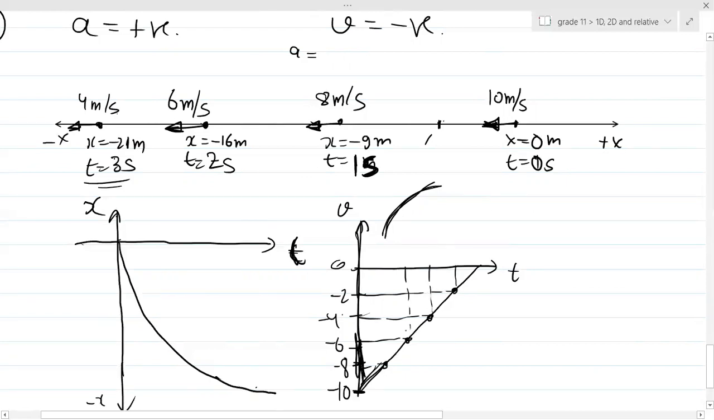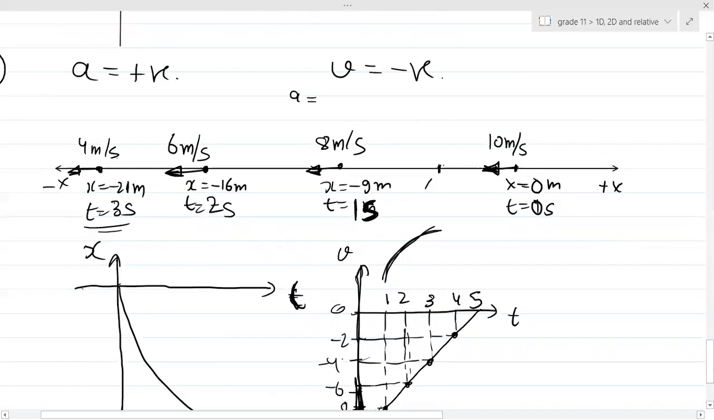What is the slope of a velocity-time graph? Straight line with positive slope. What is the slope of a velocity-time graph in terms of physical quantity? Displacement, acceleration, velocity, what? Acceleration. So can you see, if the slope is positive, that implies the acceleration is positive.